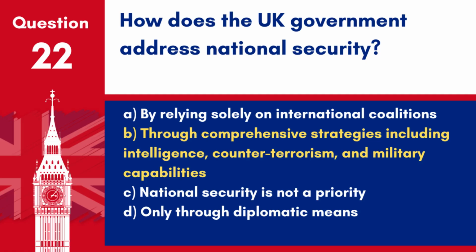Answer: B. Through comprehensive strategies including intelligence, counter-terrorism, and military capabilities. The UK's approach to national security is multifaceted, aiming to protect its citizens and interests at home and abroad.